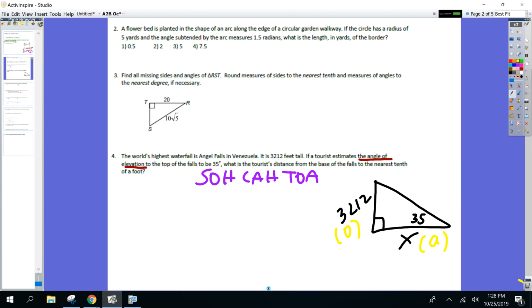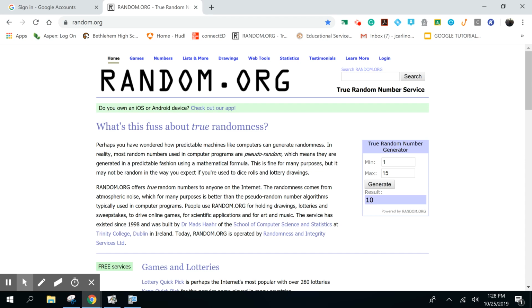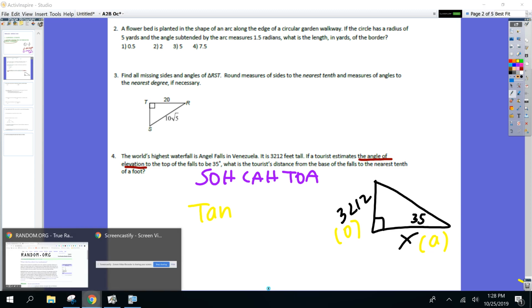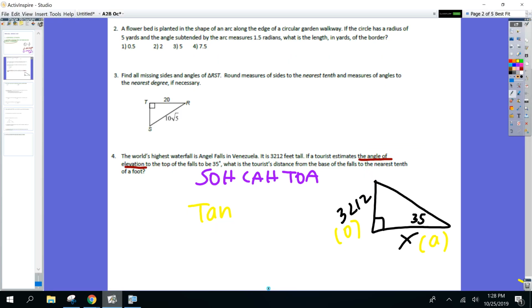So you look at SOHCAHTOA, and don't tell me TOA. Which one of these 3 am I going to use up here? Sine, cosine, or tangent? Tangent, yep. You guys finish it now. Tangent of, write the equation for me. Tangent of the angle is equal to, what's the correct order here? Good. Opposite over adjacent.